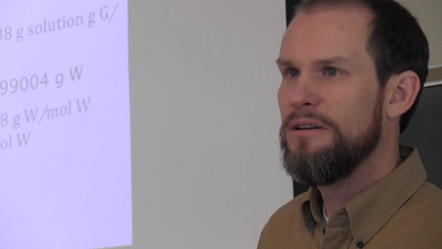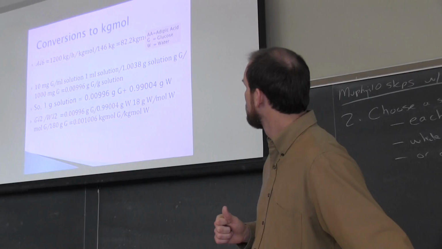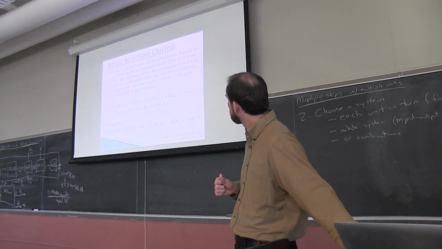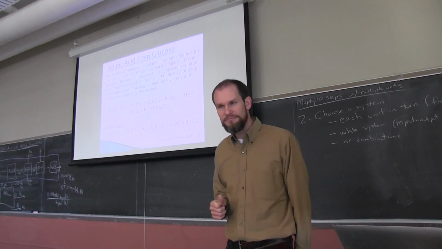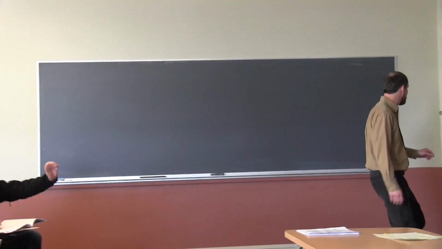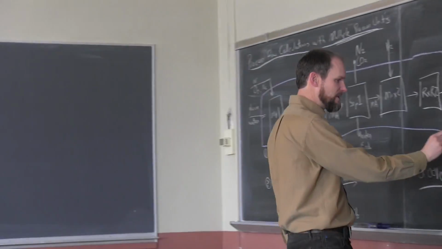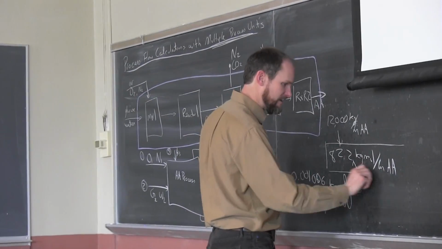Troy? Is it 1,200 in the problem, or is it 12,000? Yeah. 12,000. Okay. Yeah, base. No problem. Step 5 is the basis. What's the basis? 822 kilogram moles per hour AA is what variable?